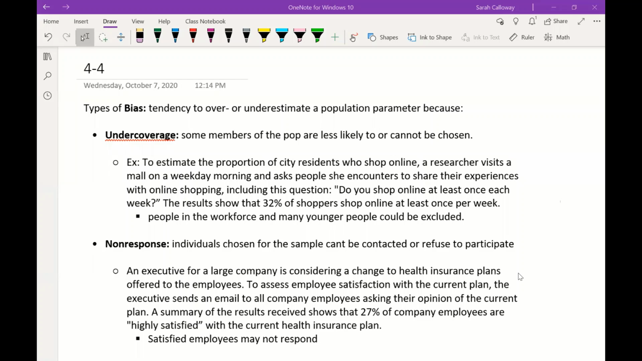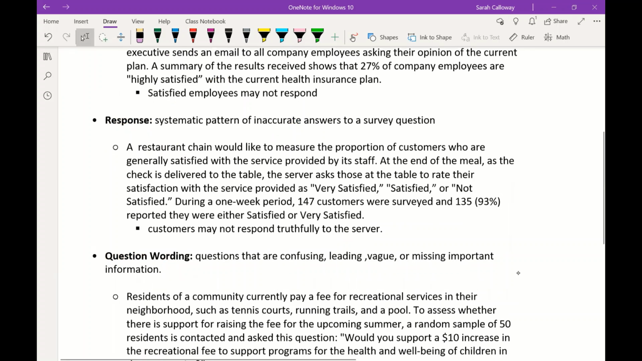This video goes over section 4.4, which is titled Considerations when Sampling. And the main focus here is different types of bias. So bias occurs when something causes a tendency to over or underestimate the population parameter, right? So this creates bias. We had 4 different types of bias that they talk about in this lesson.